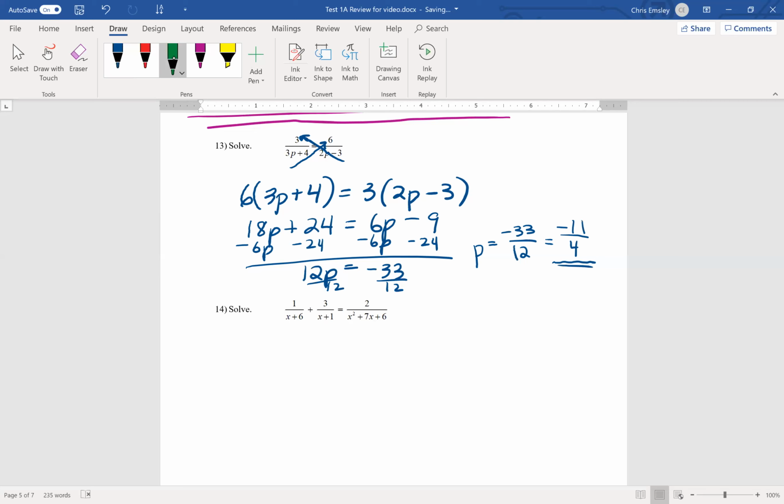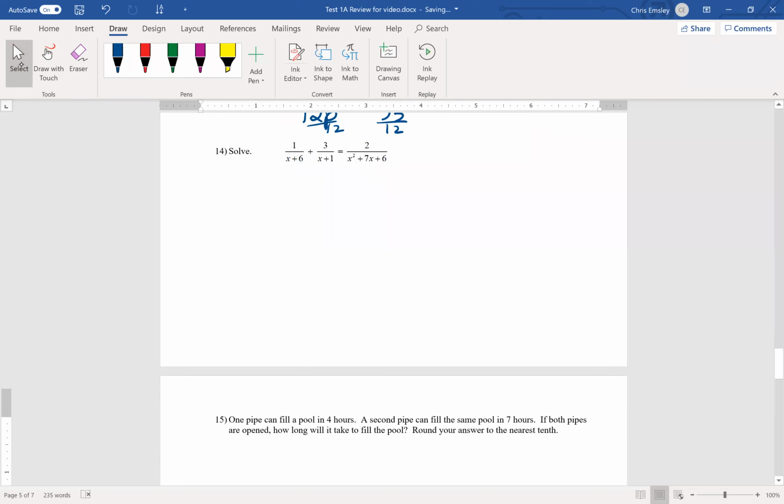Okay, the next one up is another rational equation. This time we do not have a single fraction on the left and the right, so we can't cross multiply, okay? So what we want to do here, again, is we want to use the least common denominator. So let's figure out what that is.